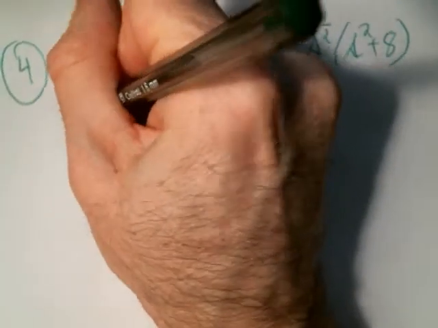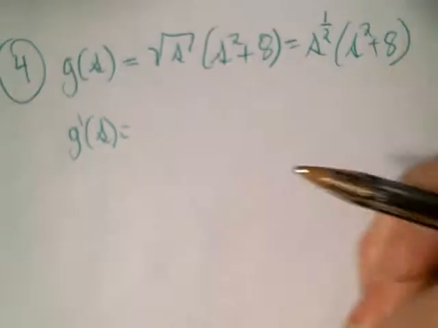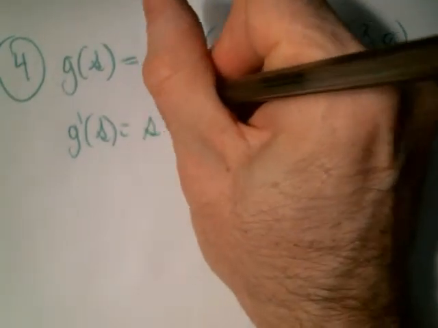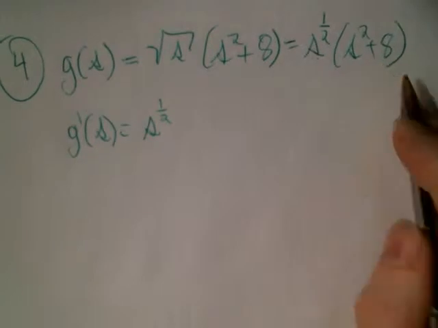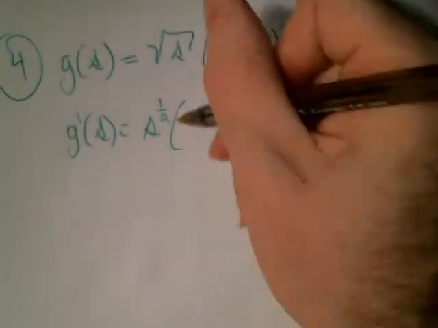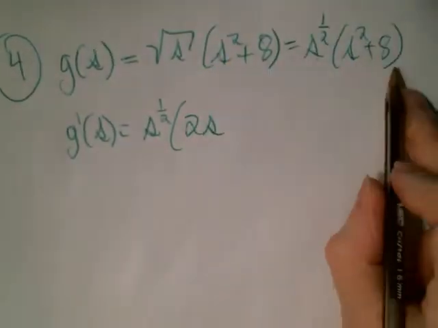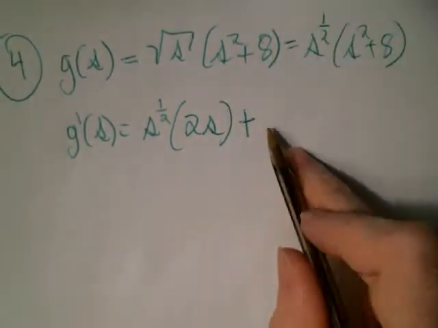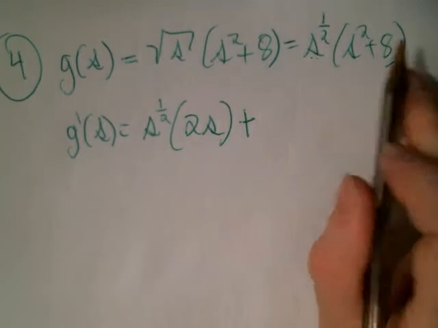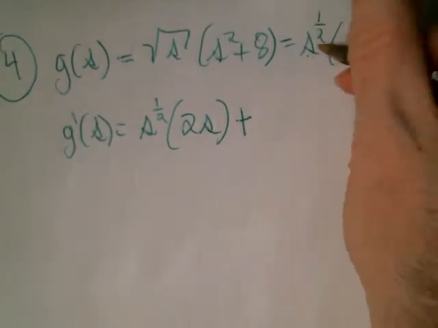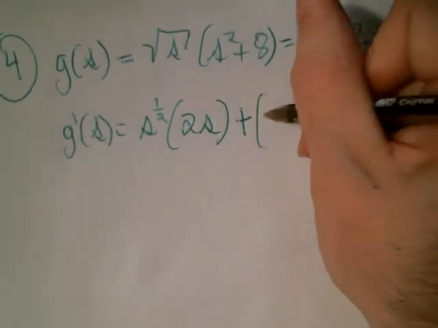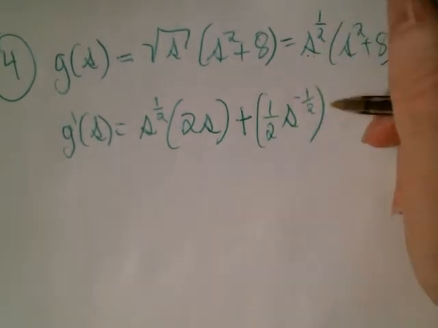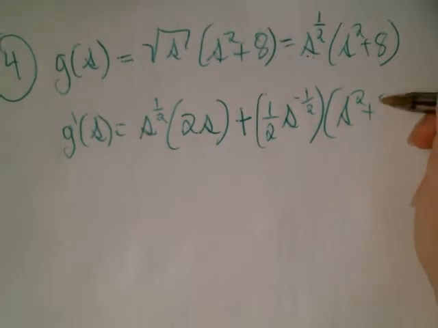Okay, so g prime of s, leave the s to the 1/2 alone, and then times the derivative of this. So the derivative of s squared is 2s. The derivative of 8 is 0, so I'll leave that there. And then plus, now you take the derivative of this part and leave this guy alone, right? So the derivative of s to the 1/2 will be 1/2 s to the negative 1/2. And then I leave the s squared plus 8 alone.